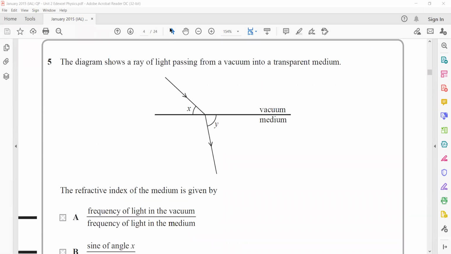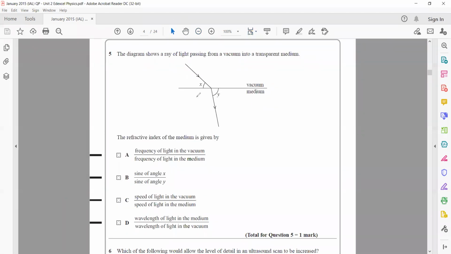The diagram shows a ray of light passing from vacuum into a transparent medium. So it's not a ratio of frequency because the frequency does not change. So it can be a ratio of the speed or a ratio of wavelength. Why not angles here? Because sine of angle x over sine of angle y is also wrong. Why? Because angle x and angle y are not the incident or the refracted angle. The angle of incidence and angle of refraction are always measured from the normal. So x and y are not from the normal, so it is not a ratio of the angles.